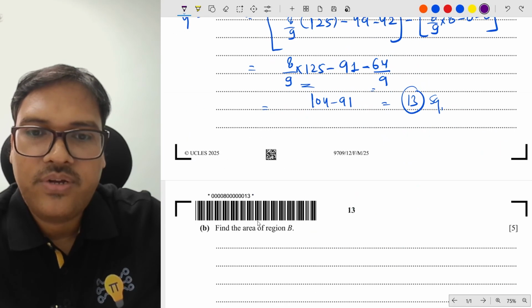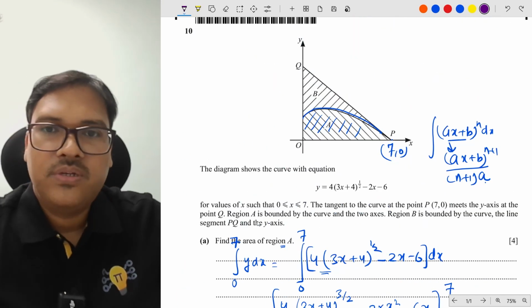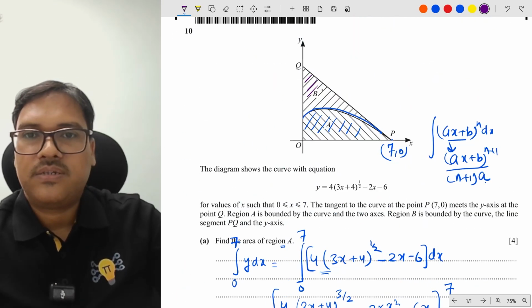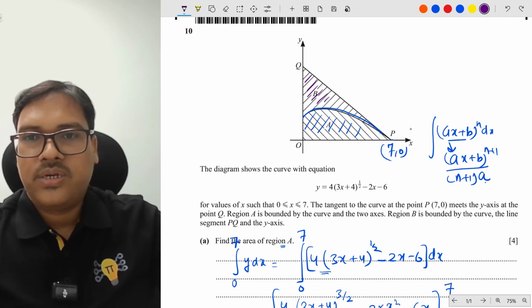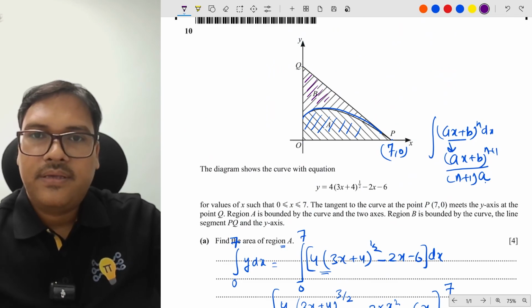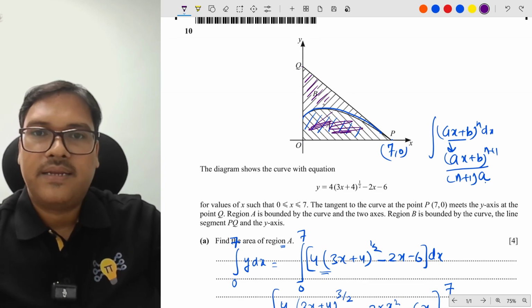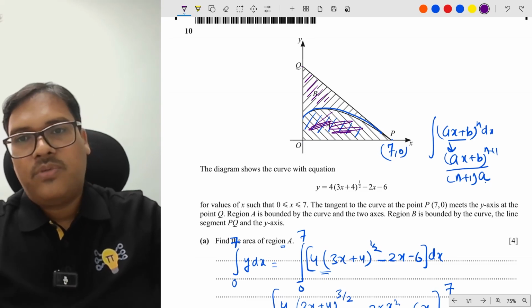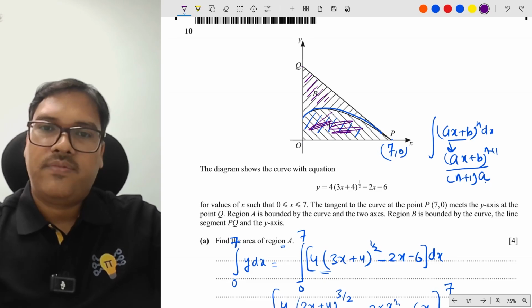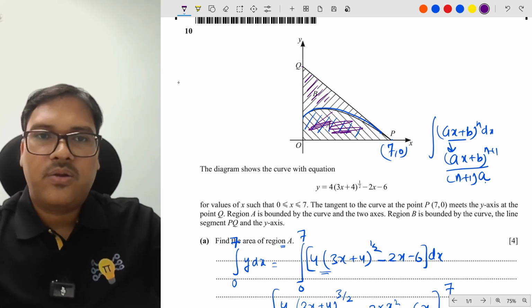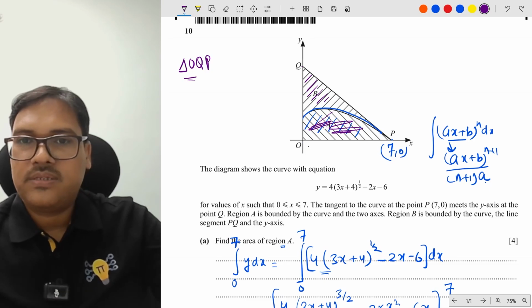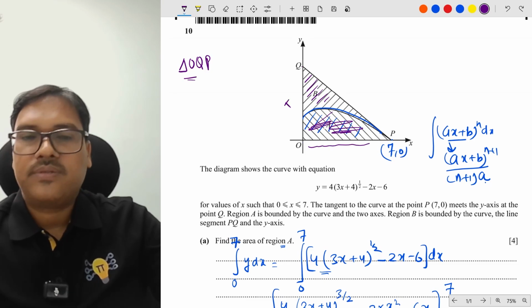Now you have to find the area of region B. You have to find the area of this region. What you can do is, we have already found this area, this part. So if you can find the area of this triangle, I can easily find this area by subtracting this area in the triangle. But for finding the triangle, this is the right angle triangle, triangle OQB is a right angle triangle. Now we know that this is 7, but we don't know this.